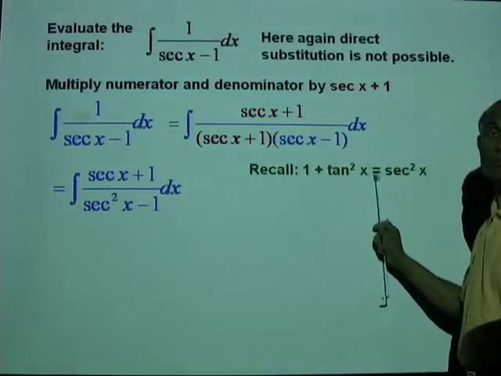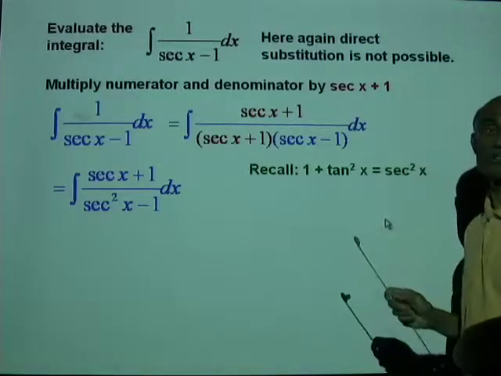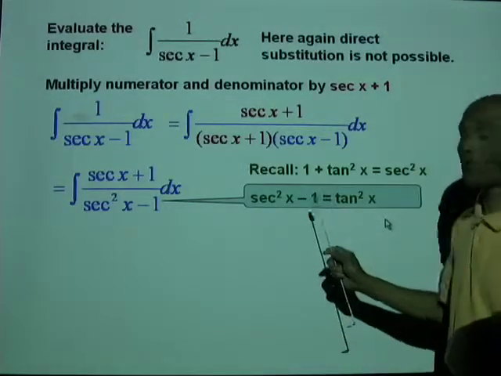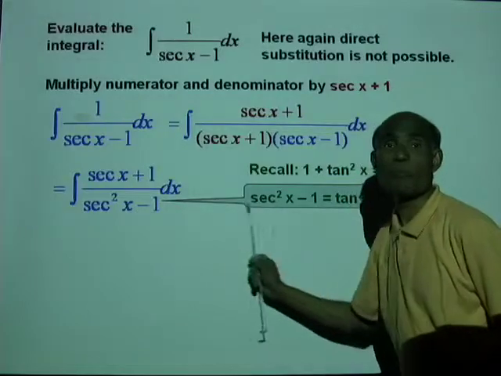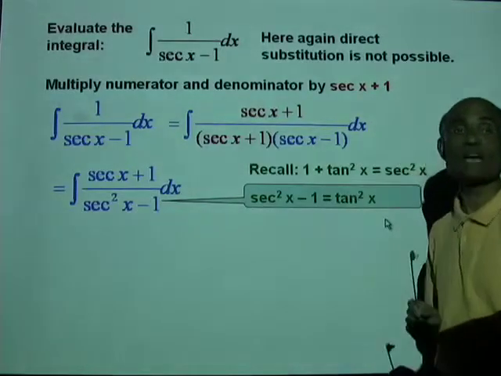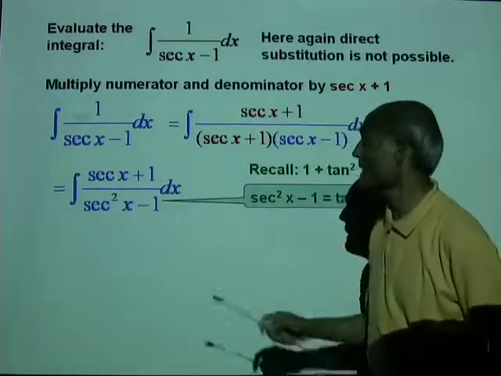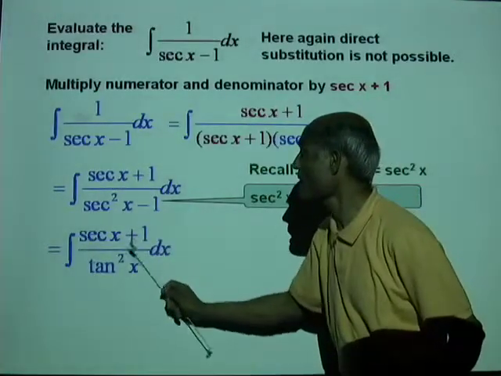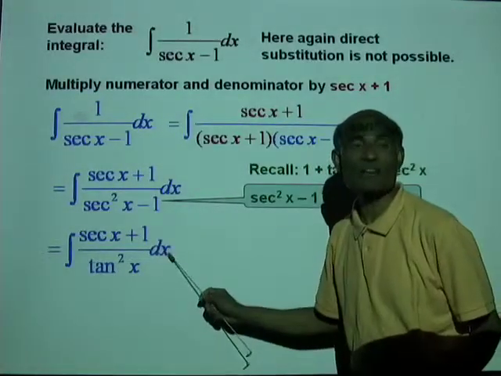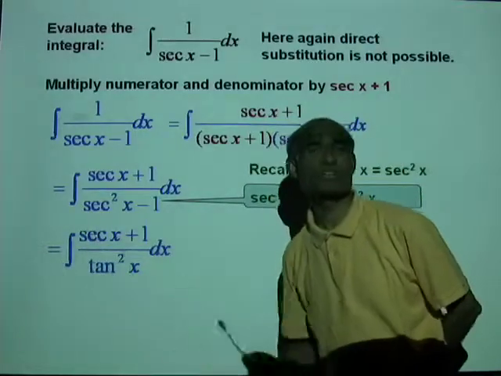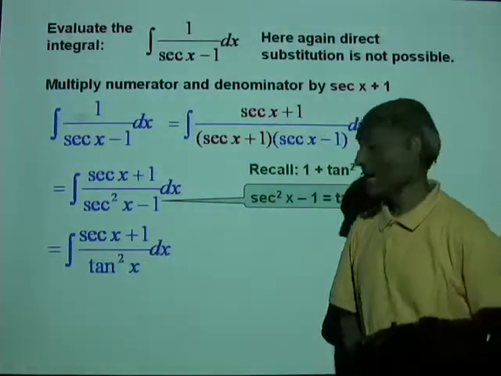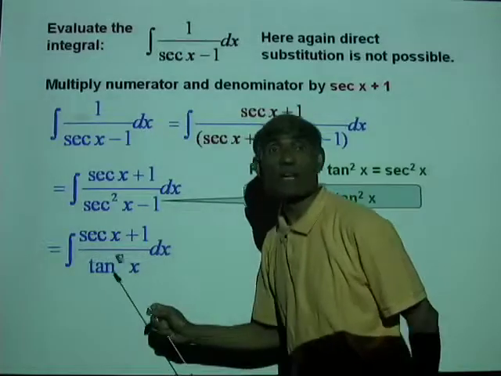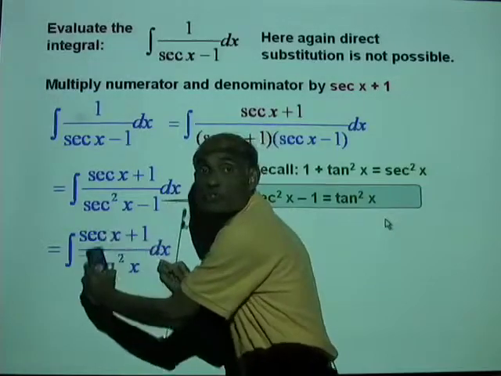recall this, 1 plus tan squared x equal to secant squared x. Therefore, secant squared x minus 1 equal to tan squared x. Let's replace that. So that will be secant x plus 1 over tan squared x dx. That is the quantity for integration. And now the next thing we can try is to split this into two pieces.